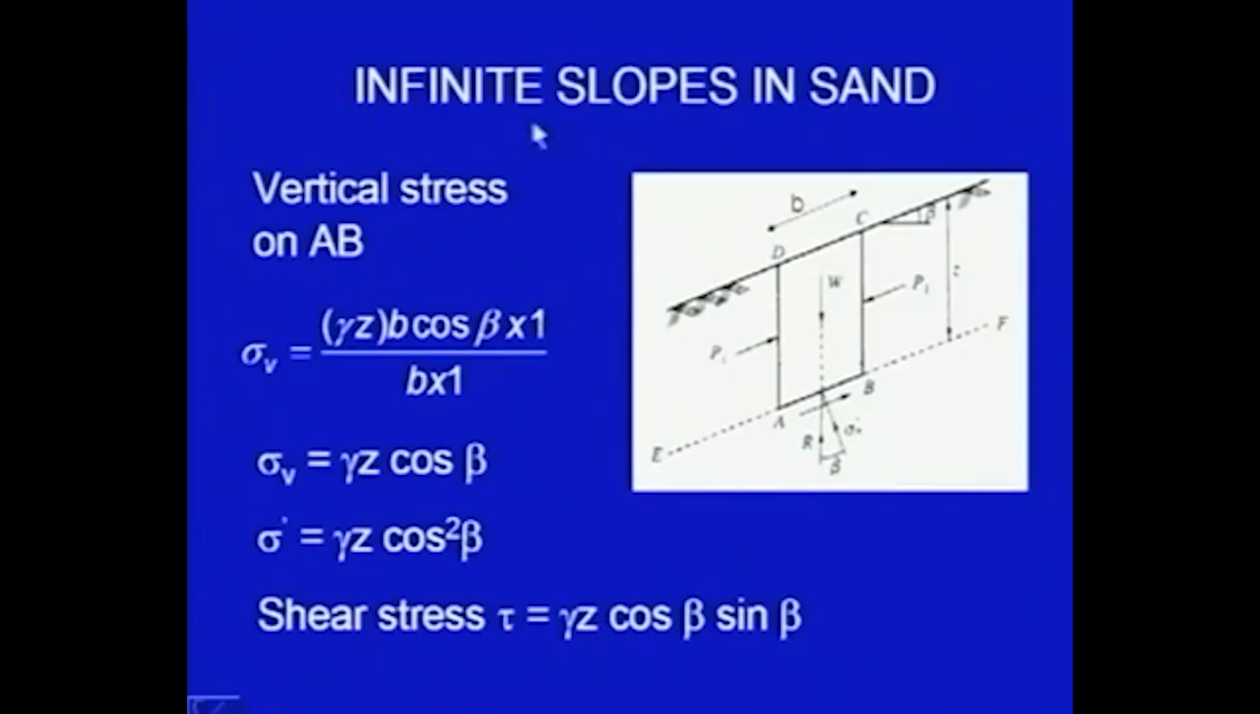And first I am taking infinite slopes in sand. Sand means it is a granular material, its cohesion is 0. So, C dash is equal to 0. It is an infinite slope. So, this is the ground surface, it is extending up to a very large distance. For theoretical purposes we will be taking it as infinite, it is just like a hill slope.